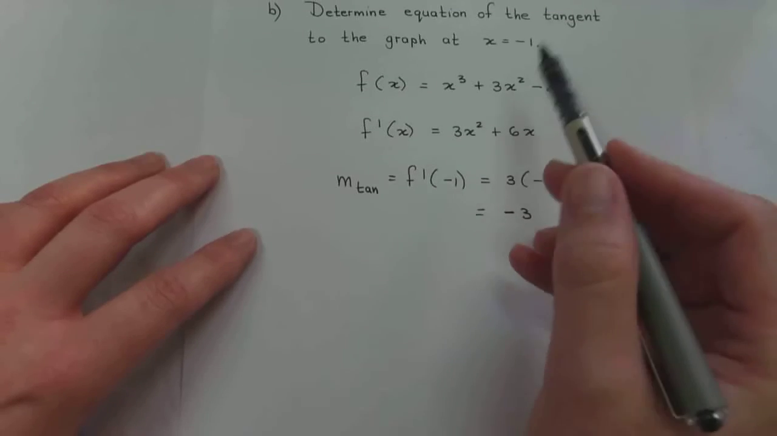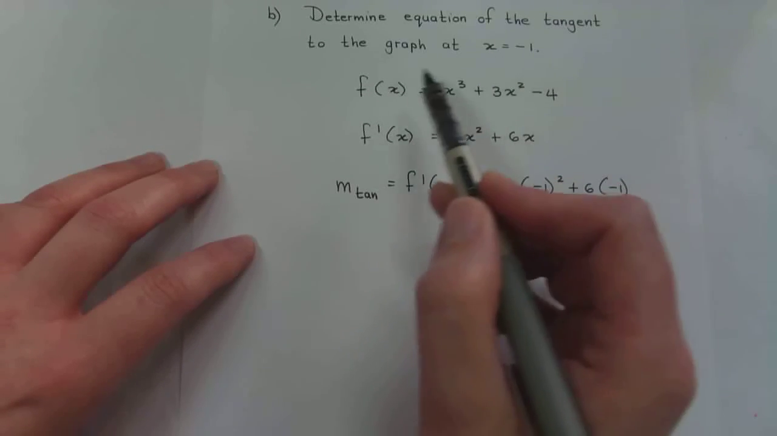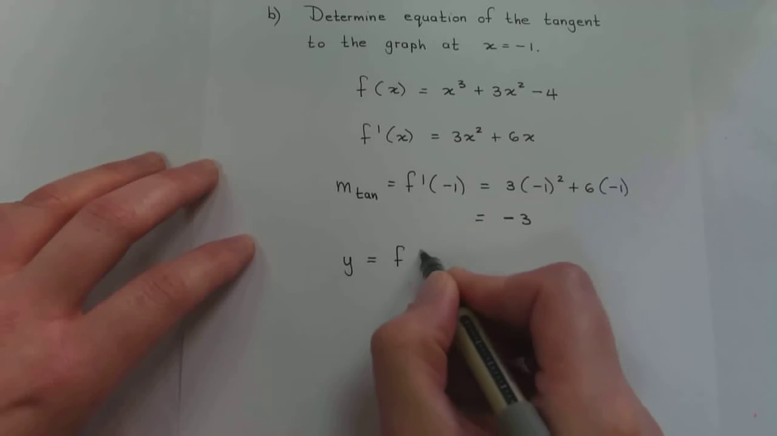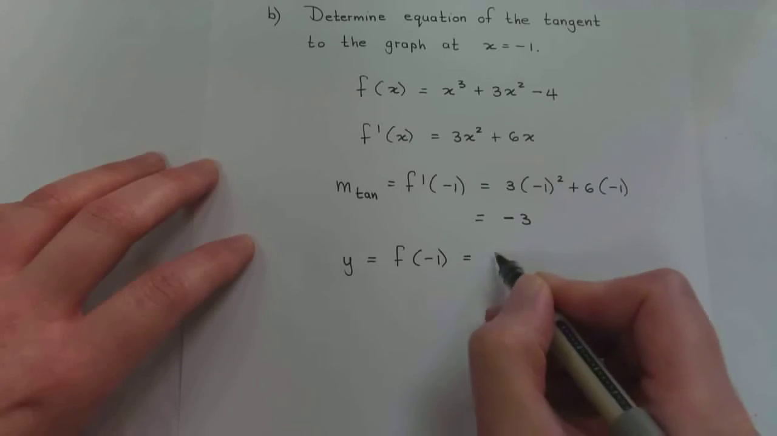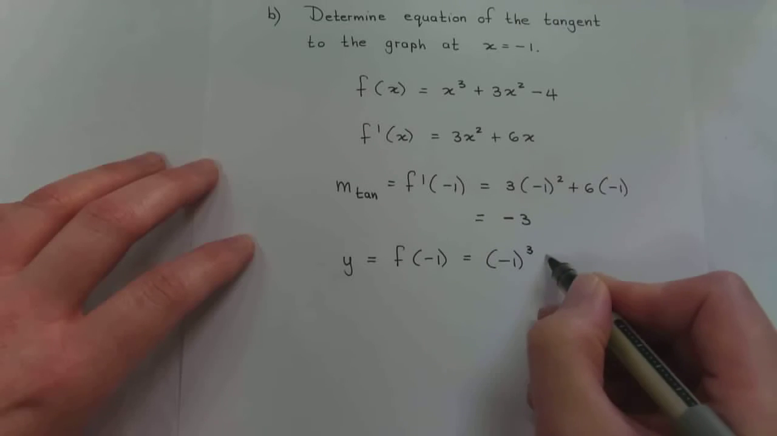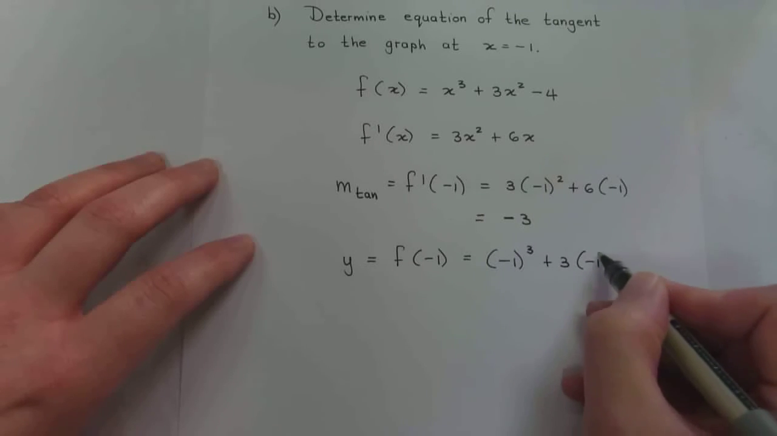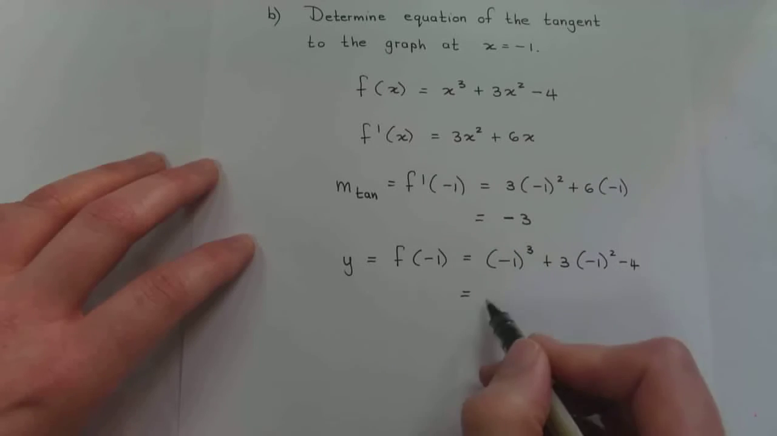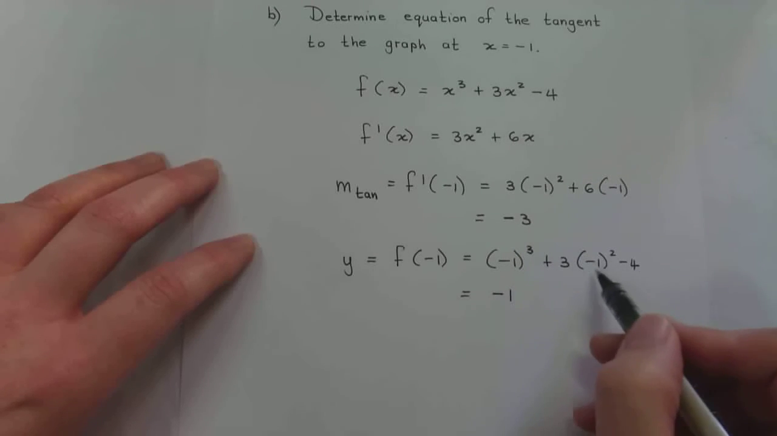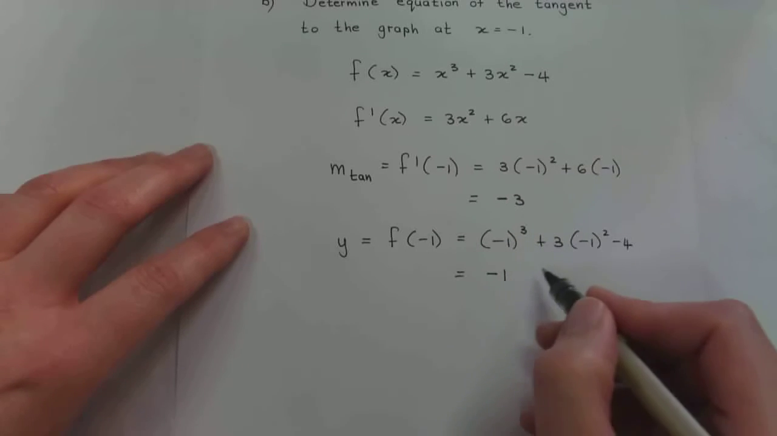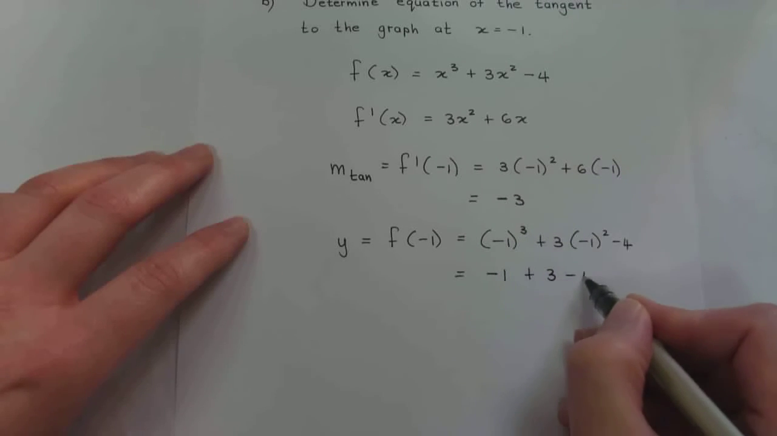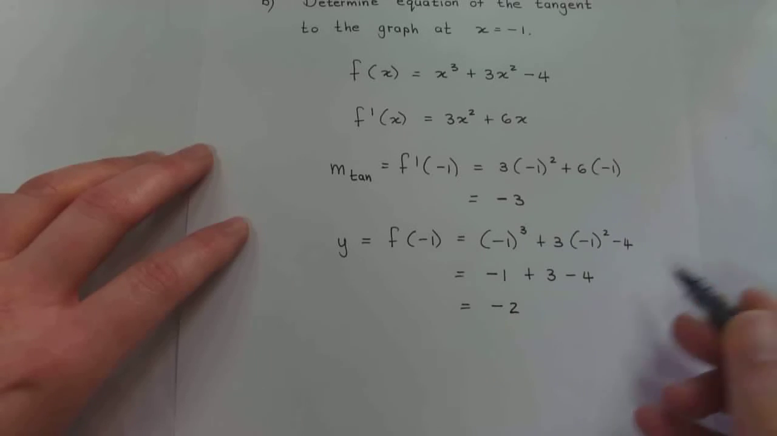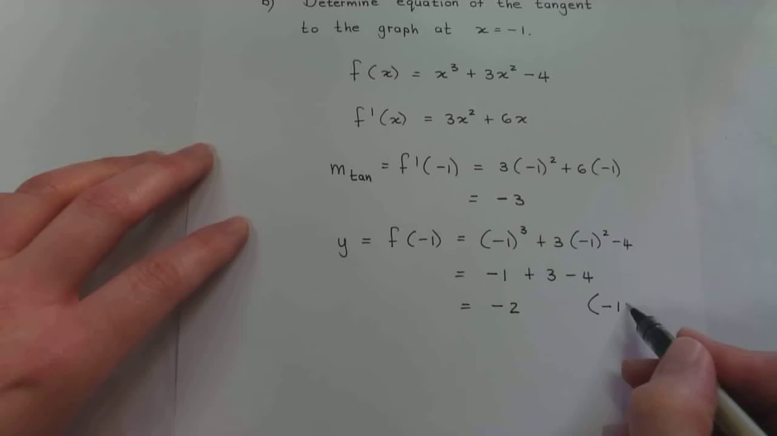Then I still need to substitute x equal to negative 1 into f of x to get the y coordinate. So the y coordinate is f of negative 1, which gives me negative 1 cubed plus 3 times negative 1 squared minus 4. So I've got minus 1, and then negative 1 squared is positive 1, 3 times 1 is 3, minus 4. And this gives me minus 5 plus 3, which is negative 2. So the point of contact is the point negative 1, negative 2.